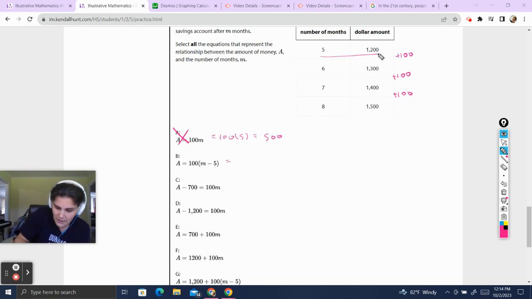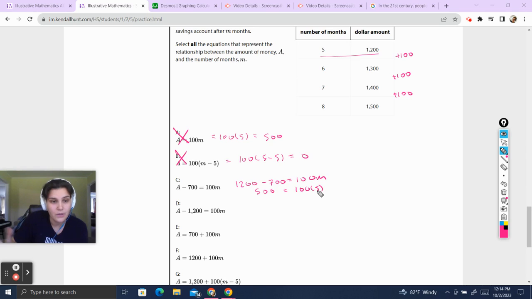Well, I'm just going to keep using my first data point to see if it works. 100 times 5 minus 5, that's going to get me 0. Nope. A minus 700 equals 100M. So if I'm going to calculate this one, using my first data point, A is the amount of money, so it's 1,200 minus 700. Is that equal to 100M? Well, let's check. Is 500 equal to 100 times 5? That does work. So let's go ahead and check it for another data point.